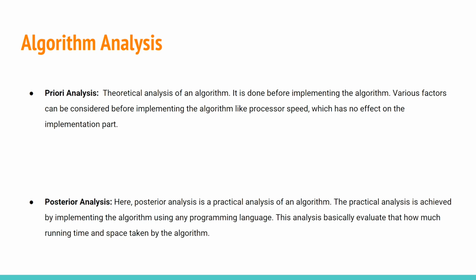The algorithm can be analyzed at two levels. That is, first is before creating the algorithm and second is after creating the algorithm. The following are the two parts, or we can say the two analyses of an algorithm. First is priori analysis. Here, priori analysis is the theoretical analysis of an algorithm which is done before implementing the algorithm. Various factors can be considered before implementing the algorithm, like processor speed, which has no effect on the implementation part.